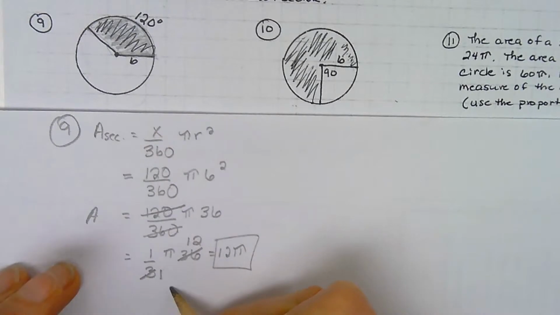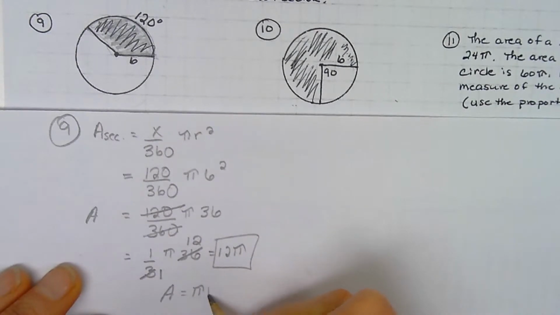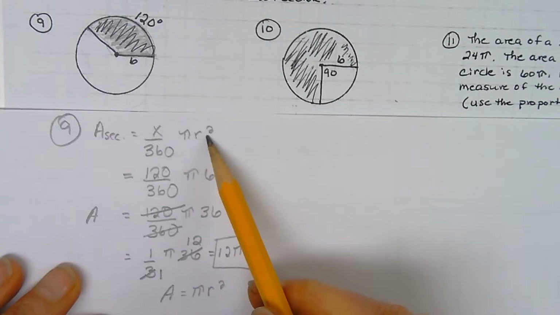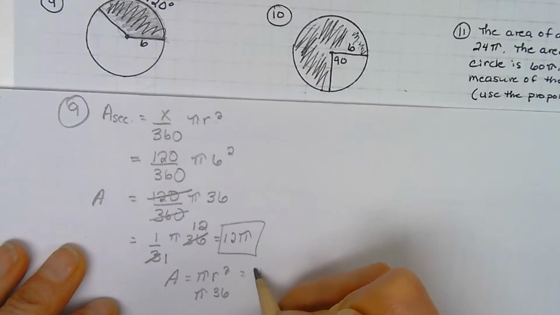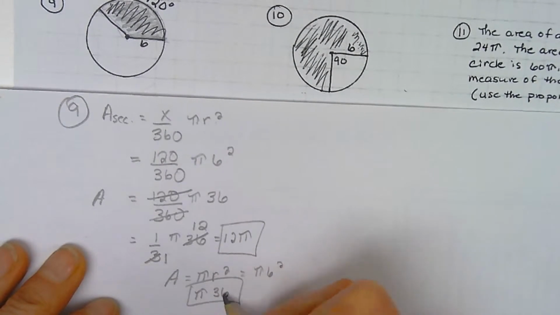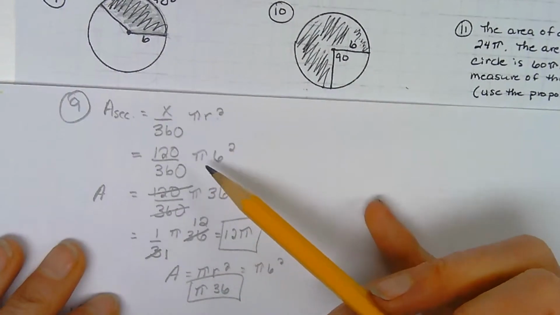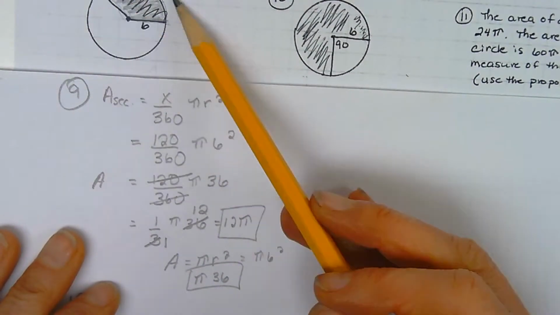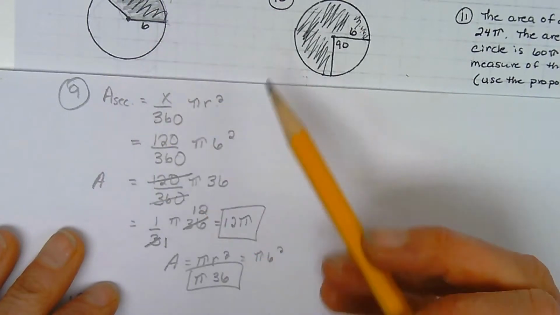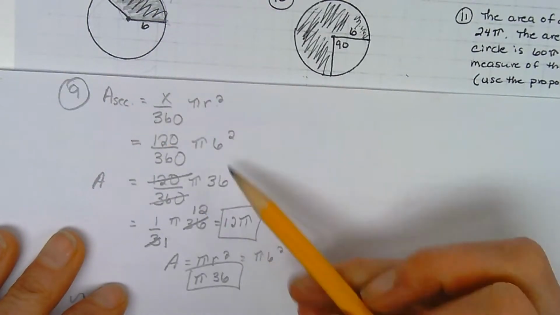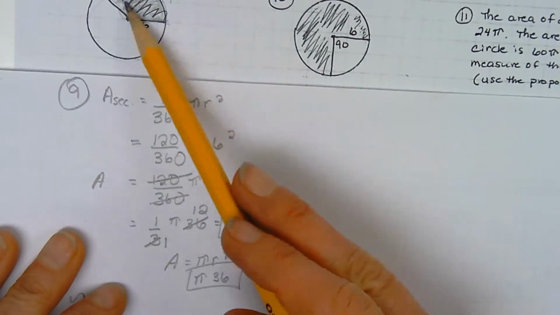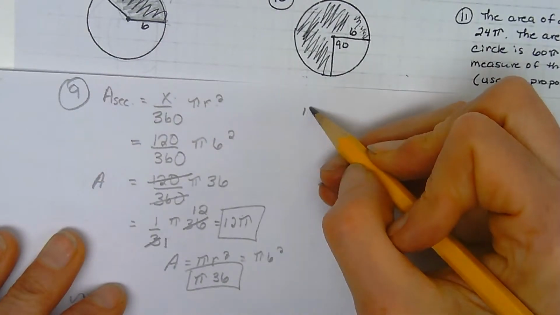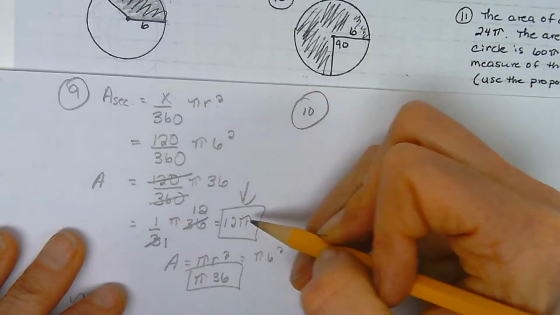The whole area, just to point out, is pi r squared. That's the whole area. And the whole area is equal to pi times 36, right? 6 squared. So that's the whole area. And if you'll notice, the arc is 1/3 of the whole circle, and the area of the sector is 1/3 of the whole area. We're looking at partial parts of a whole area. Just so I point that out. But the answer here for the sector is 12 pi.